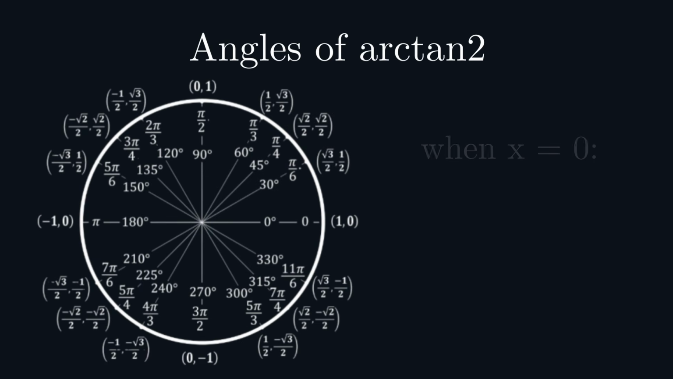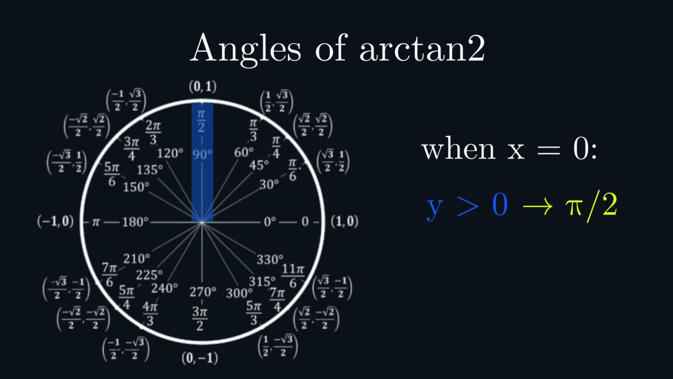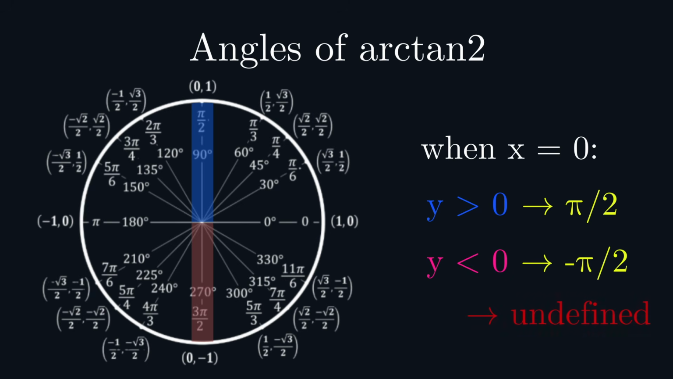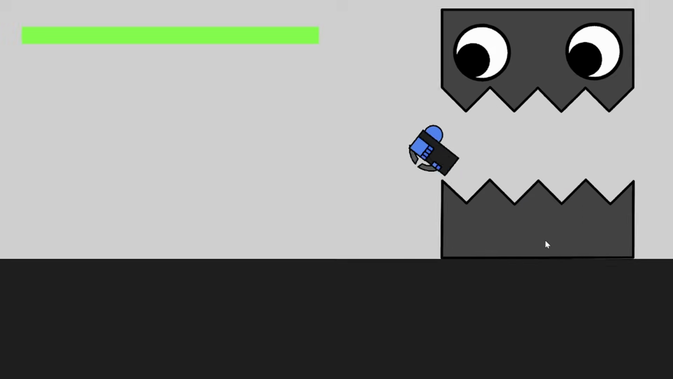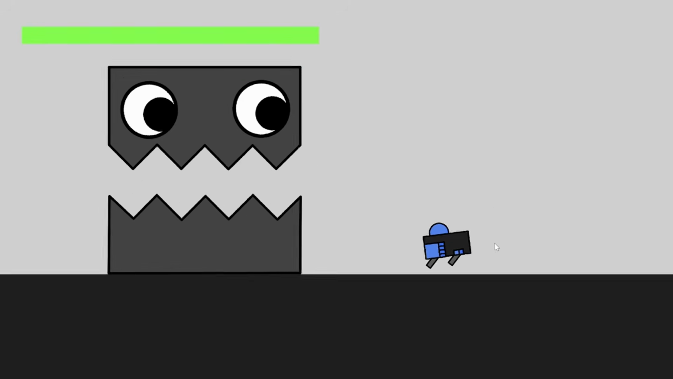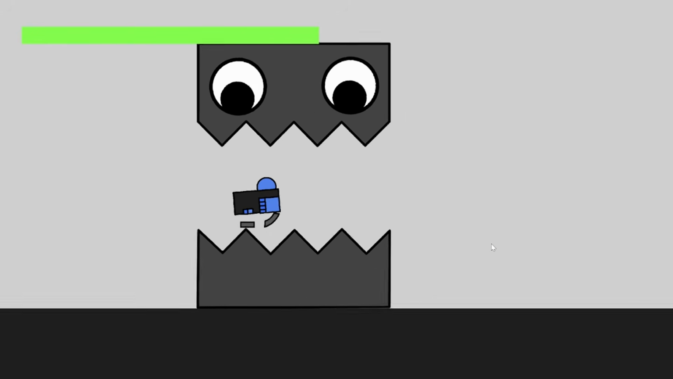There are 2 cases for when x is equal to 0. If y is greater than 0, then it's going to return pi over 2 radians, or 90 degrees. If y is less than 0, then it returns negative pi over 2, or negative 90 degrees. That being said, arctan2 will be undefined if both x and y are 0, since that would be the origin and you can't really calculate the angle at that point. However, with these conditional arctangents, arctan2 is able to function perfectly and fix the Chomper's eye movements.